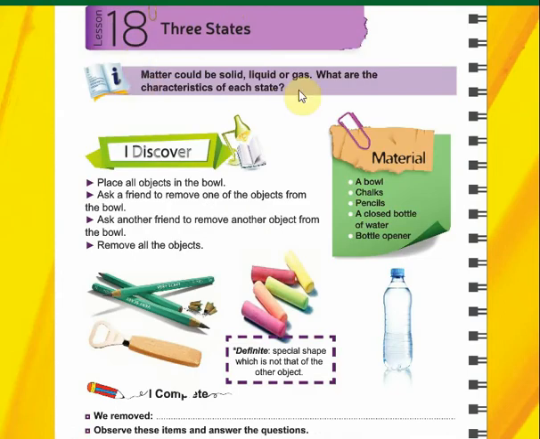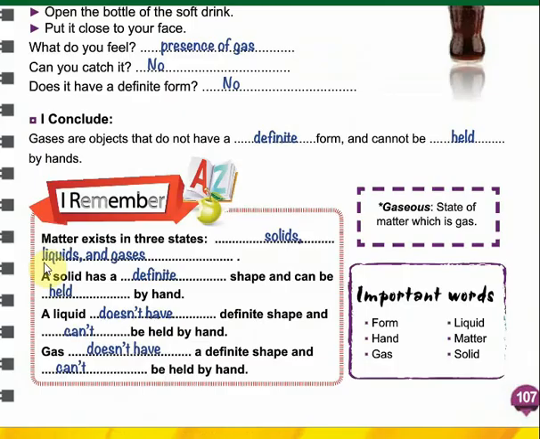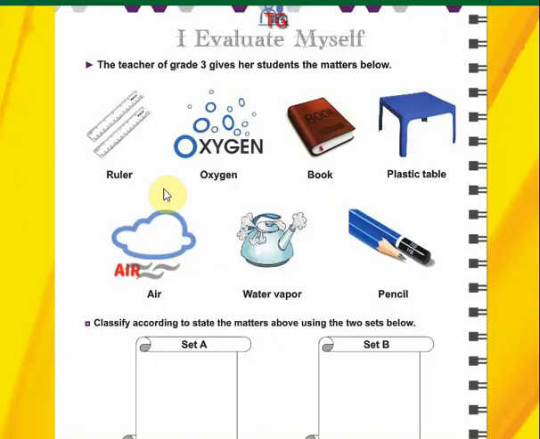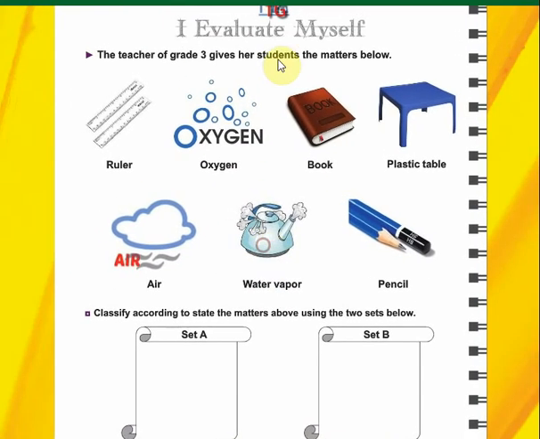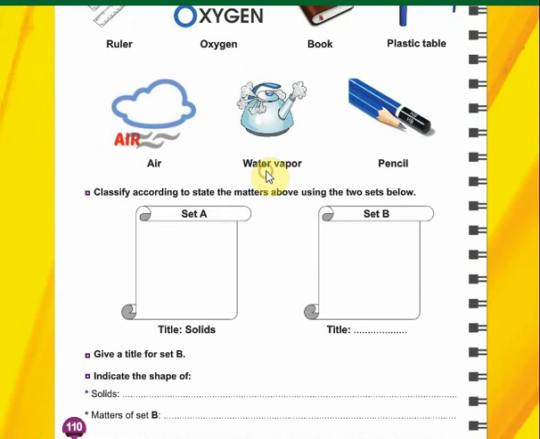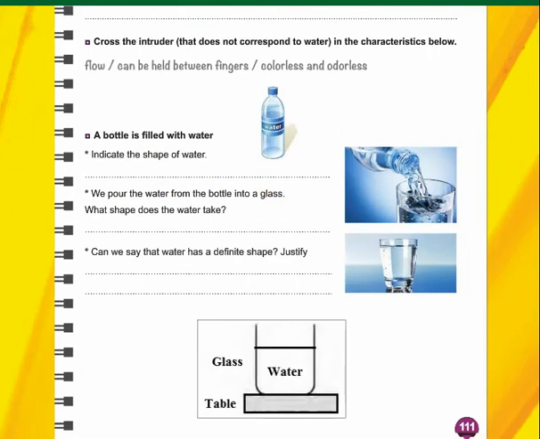Our second lesson is about the 3 states of matter: solid, liquid, and gas. You have to remember that matter exists in 3 states: solids, liquids, and gases. A solid has a definite shape and can be held by hands. A liquid doesn't have a definite shape and cannot be held by our fingers or by our hands. And gases don't have a definite shape and can't be held by hands also. In this lesson, I want you to study these 2 pages of I Evaluate Myself, 110 and 111.